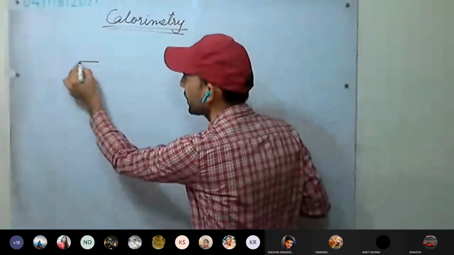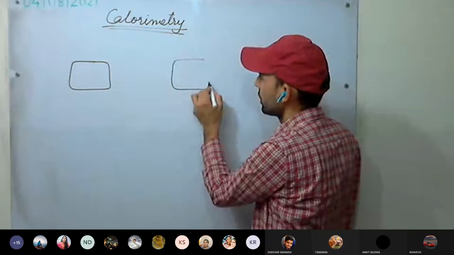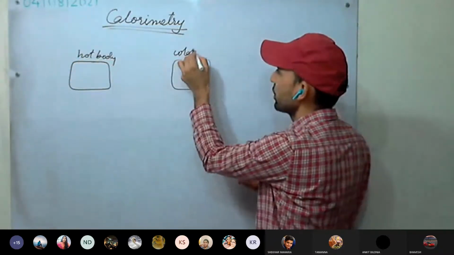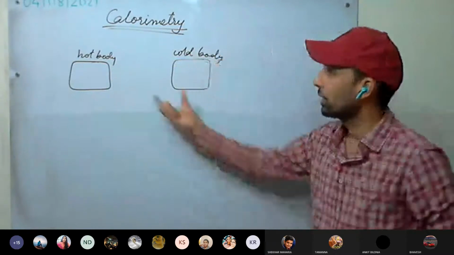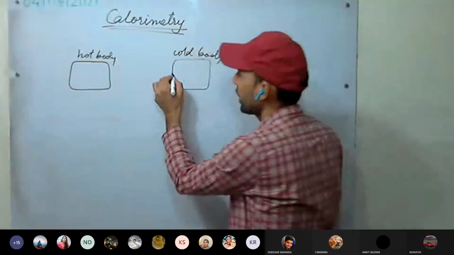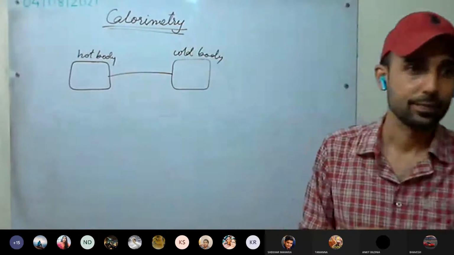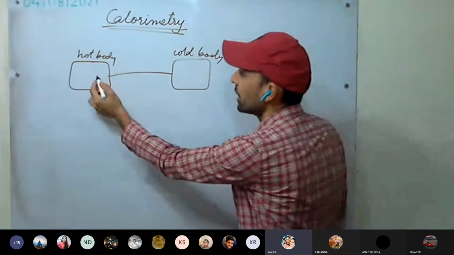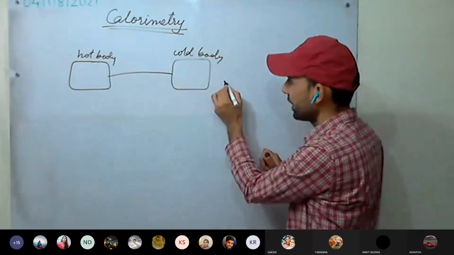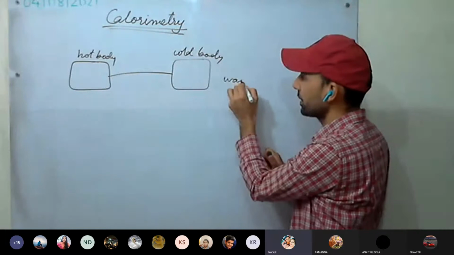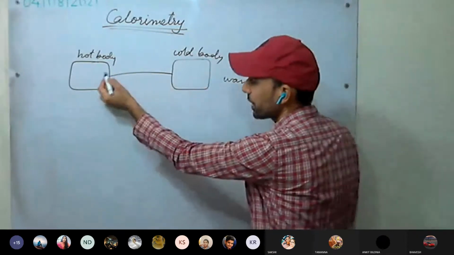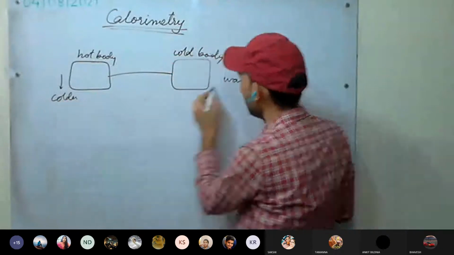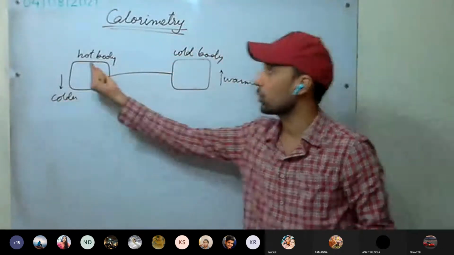Now see here, if you have two bodies, a hot body and a cold body, and they are brought in contact, what will happen? Heat from the hot body will go to the cold body. After some time, what do you see? Both will become warmer. The cold body is getting warmer, whereas the hot body is getting colder.